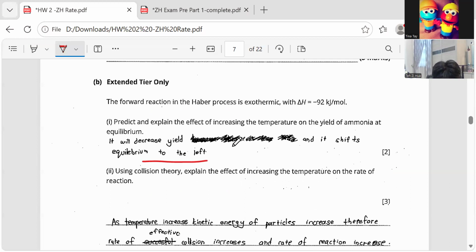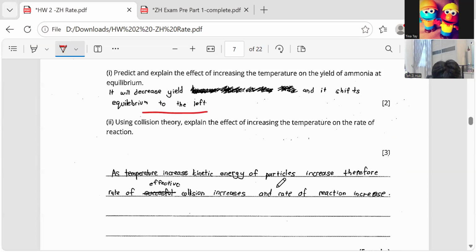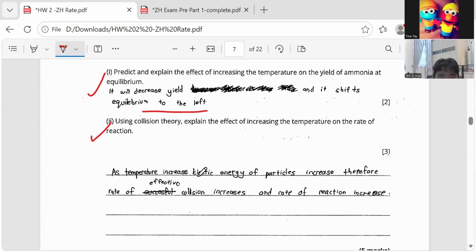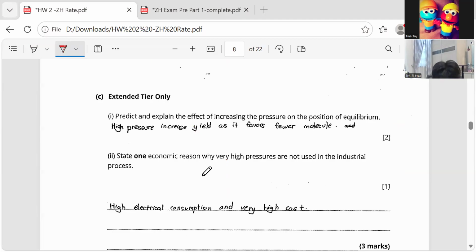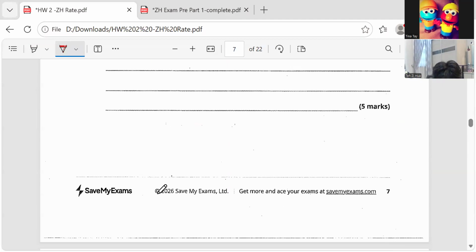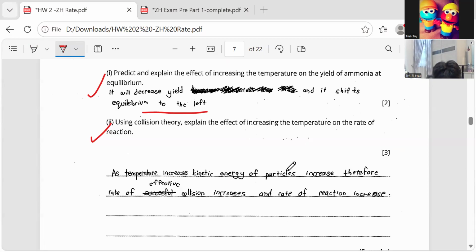Why? Remember just now I told you already? These two are the same question as just now. Can you please write down the same way as just now? Same question as just now. Follow the previous answer.